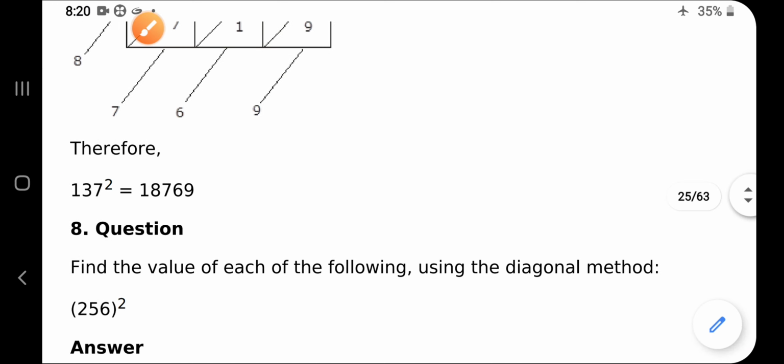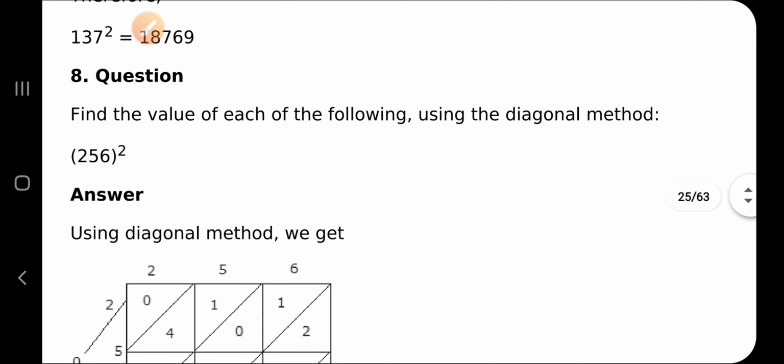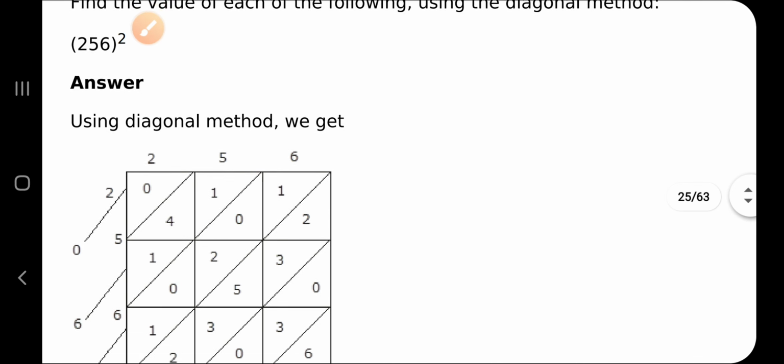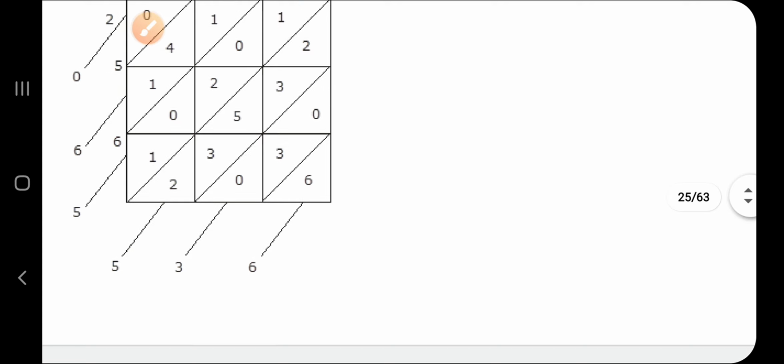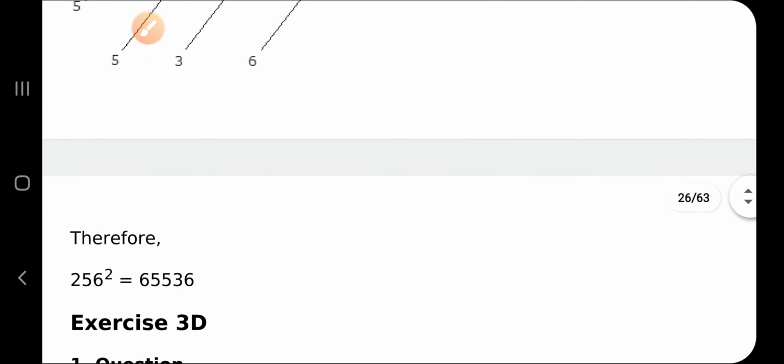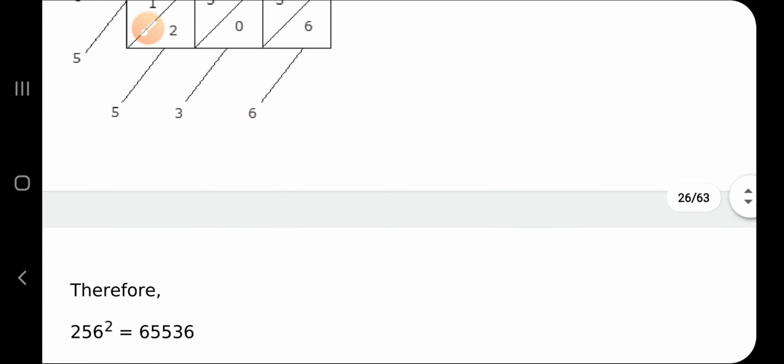Okay, you have to solve the eighth number yourself. It has already been solved here. You just try to do it yourself. If you don't understand, then you have to see the solution. Okay, that's it. Do this chapter in a copy in a proper way.